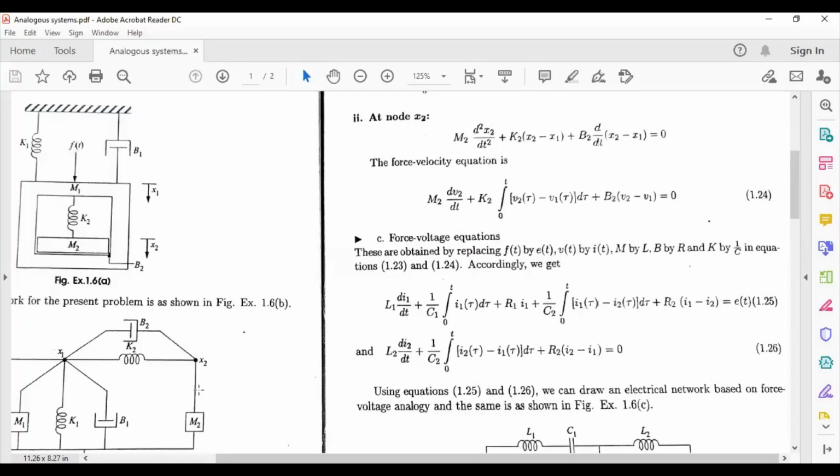So now we take the mechanical equations at both the nodes. Then we compare that with the force voltage analogy. The force voltage analogy, we already know that F is replaced by voltage E of t, and the velocity is replaced by I of t, and M is replaced by L, B by R, the resistance, and K replaced by the 1 by C element.